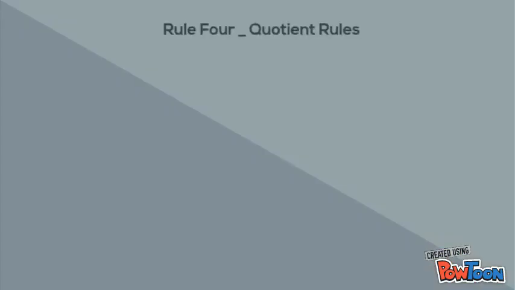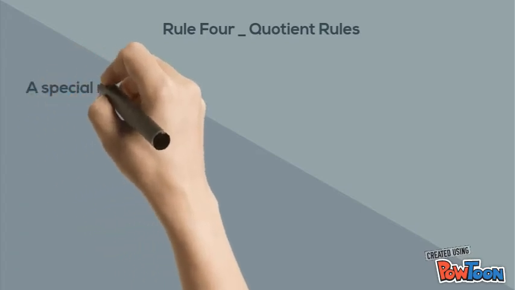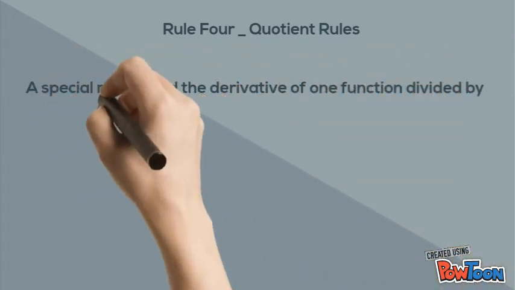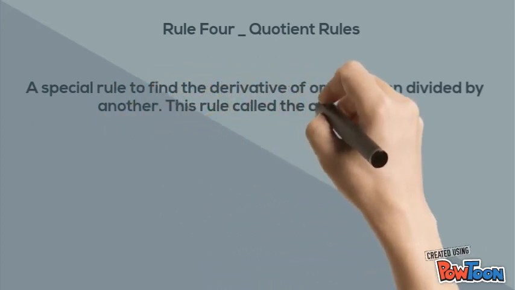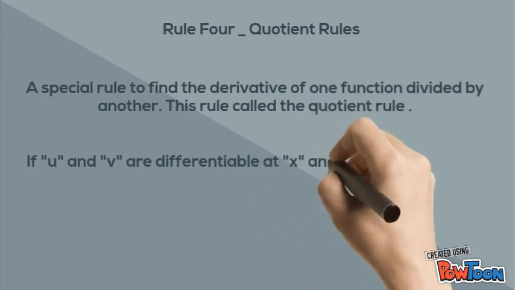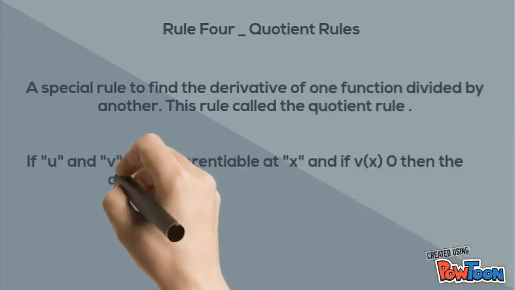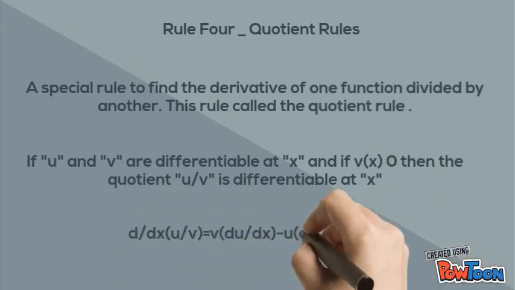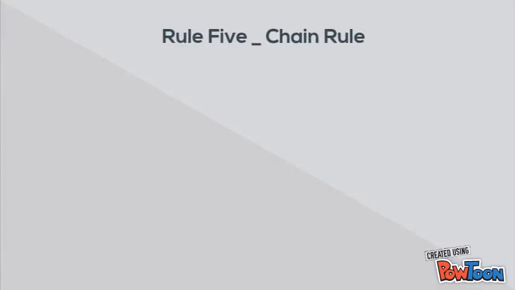Rule 4. Quotient rules. A special rule to find the derivative of one function divided by another. This rule is called the quotient rule. If u and v are differentiable at x and if v(x) ≠ 0, then the quotient u/v is differentiable at x, and d/dx (u/v) = (v du/dx - u dv/dx) / v^2.